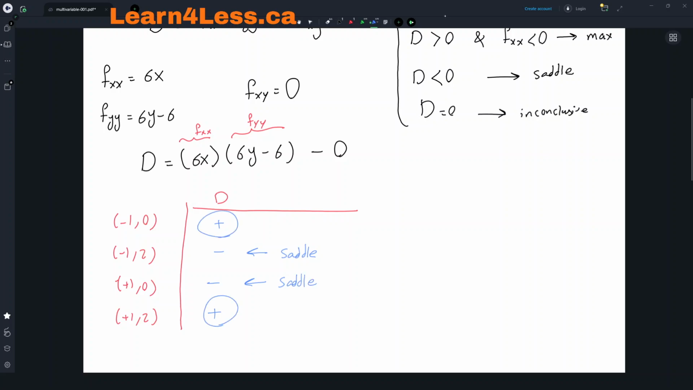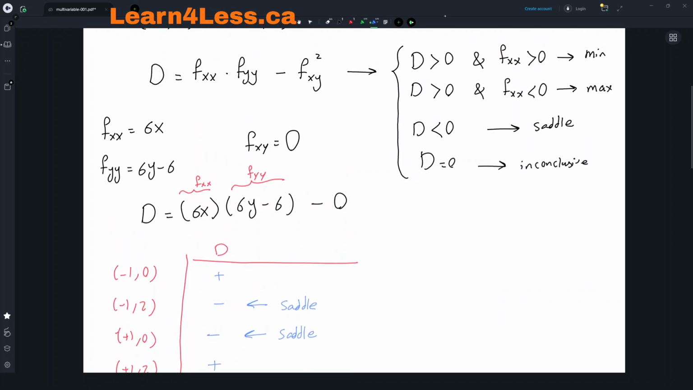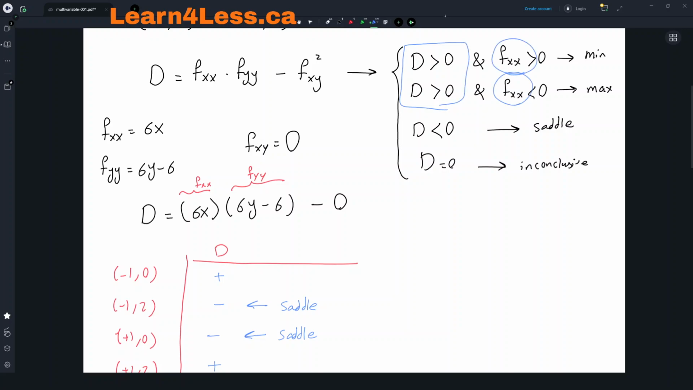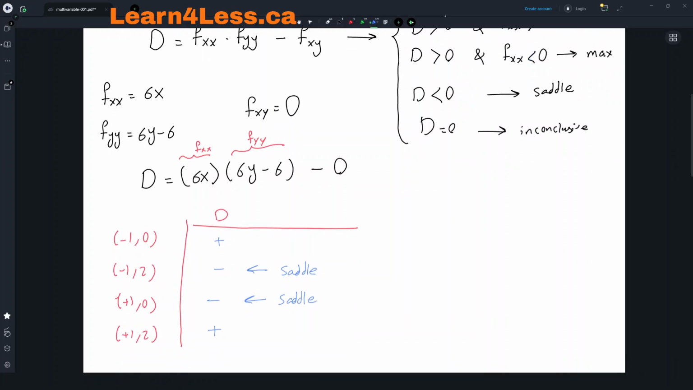But how about these two? For these two, there is a condition, because if they are positive, it depends on the sign of fxx or fyy. So we also check fxx. I create another column here for fxx. I evaluate fxx at this point, which is just 6 times the x coordinate, which is negative. And at the other one, it would be positive.